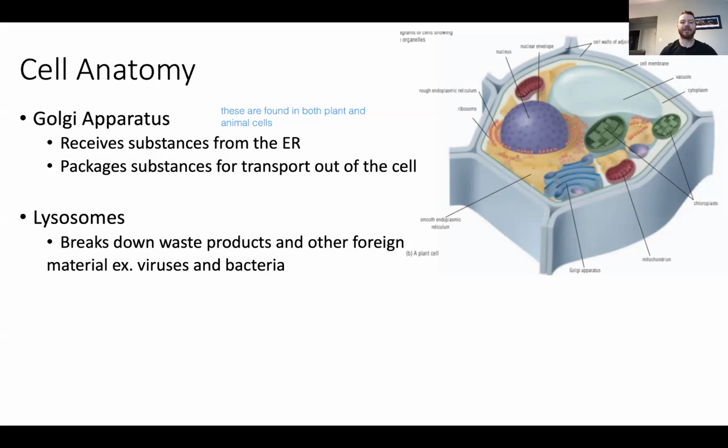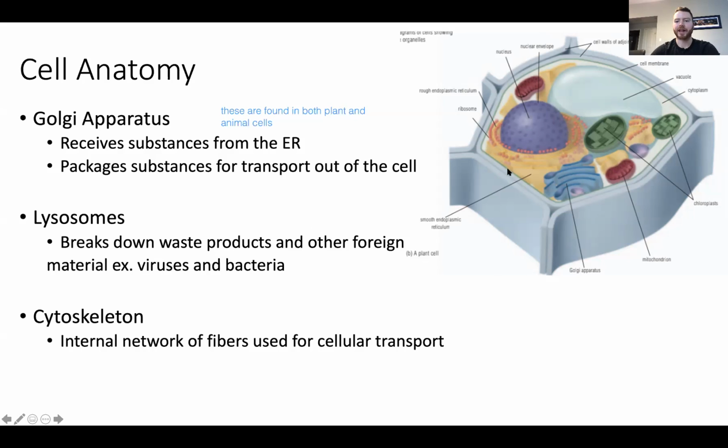Lysosomes, these are kind of the cleaner uppers of the cell. They will break down waste products and other foreign materials. So if there are viruses or bacteria that are able to enter the cell, if it's a healthy cell, it will be able to break down these viruses and bacteria before they're able to proliferate within the cell itself.